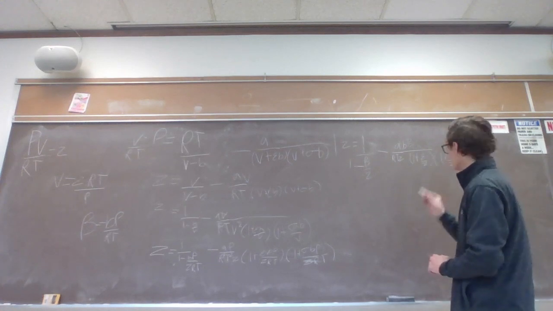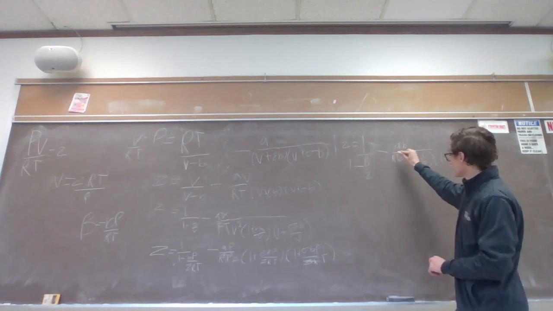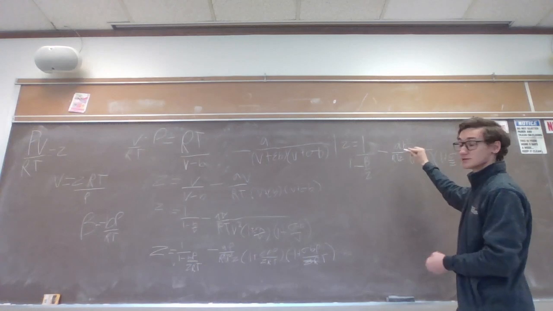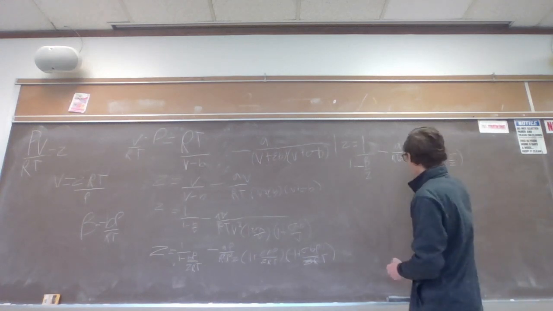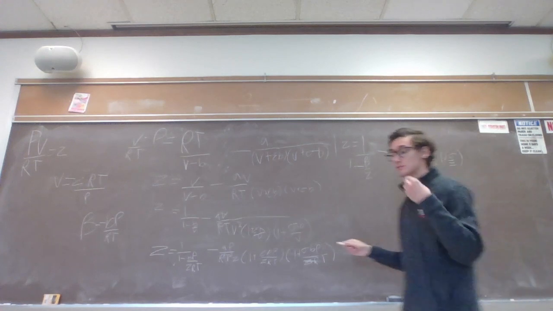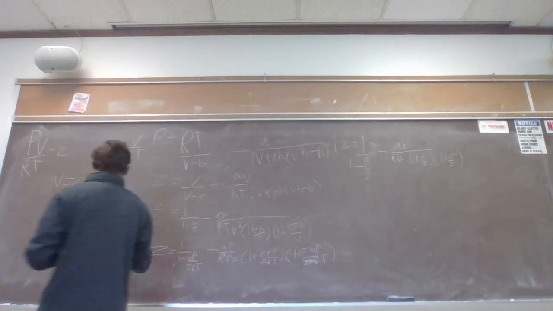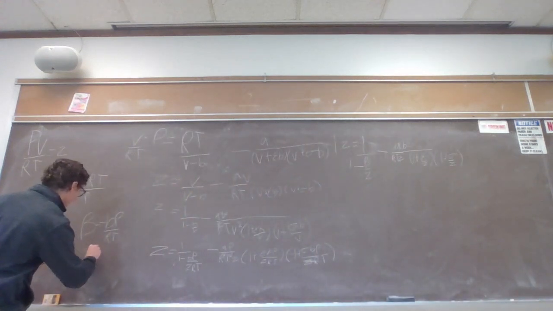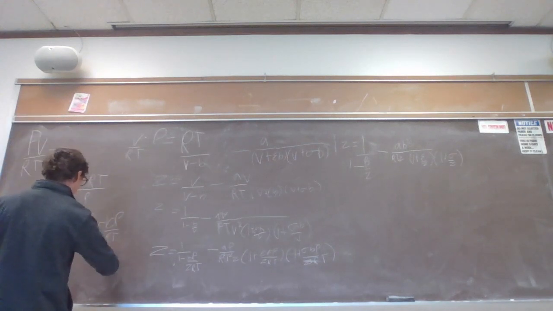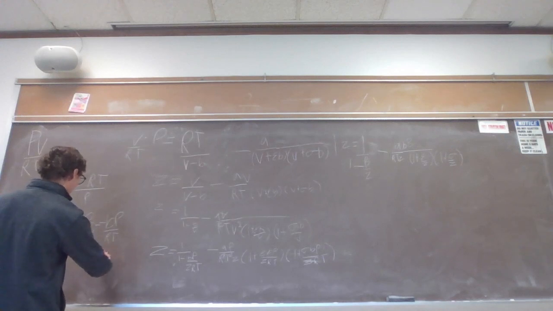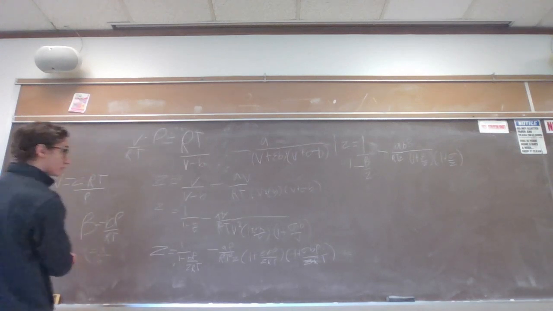But another thing we realized is we don't like having the RT on the bottom. This is the only place in the equation we have RT, along with A, and actually this B. So what we're going to do is get lazy again. We're going to create this function Q, in which Q is going to equal A over B, and then over RT.